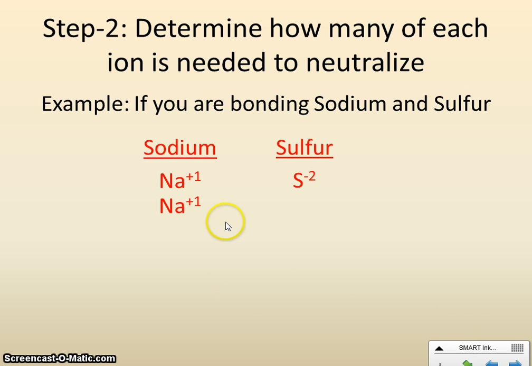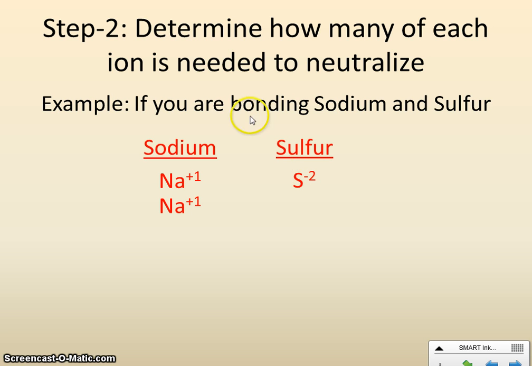Okay? So now, overall here, we have a +2 charge. +1, that's a +2. Over here, we have a -2. Since we have a +2 and a -2, that will neutralize. Okay, that will equal out to have a 0 charge.